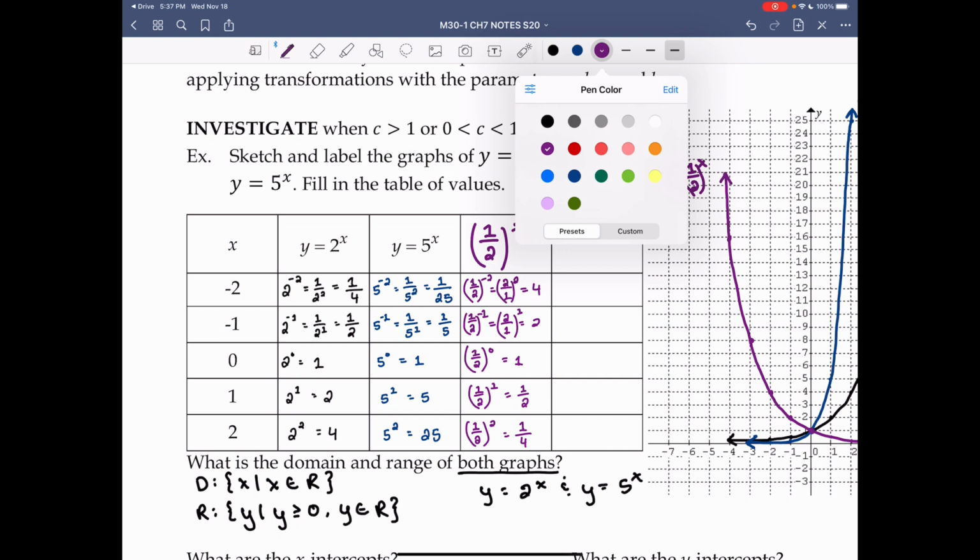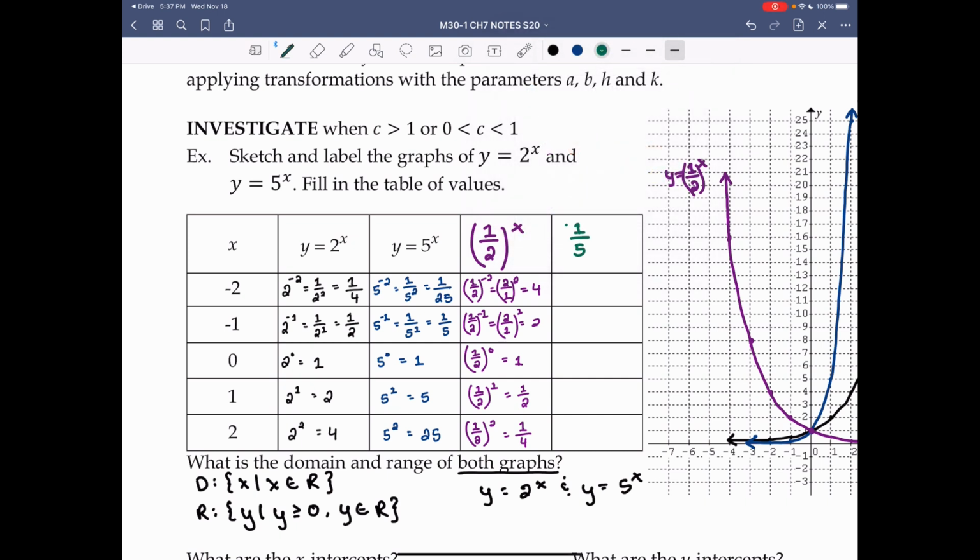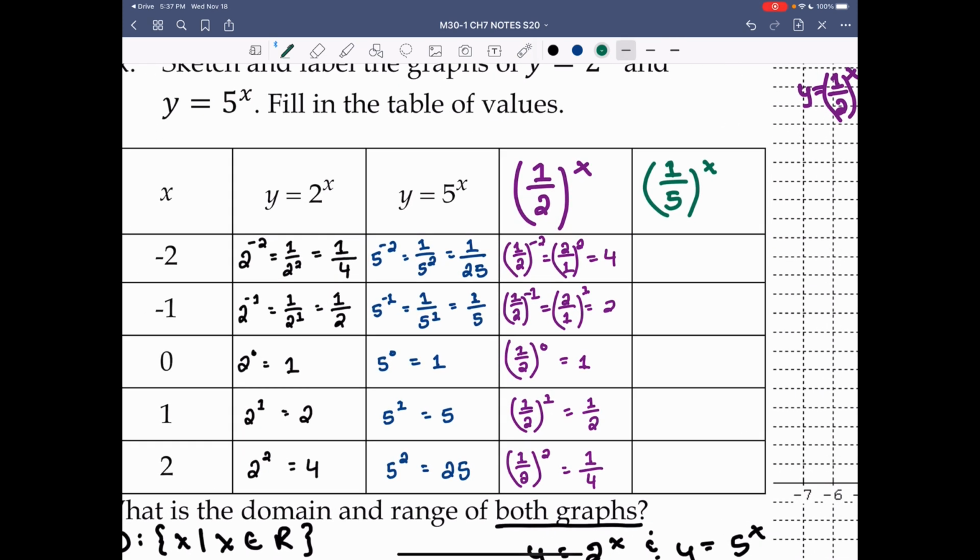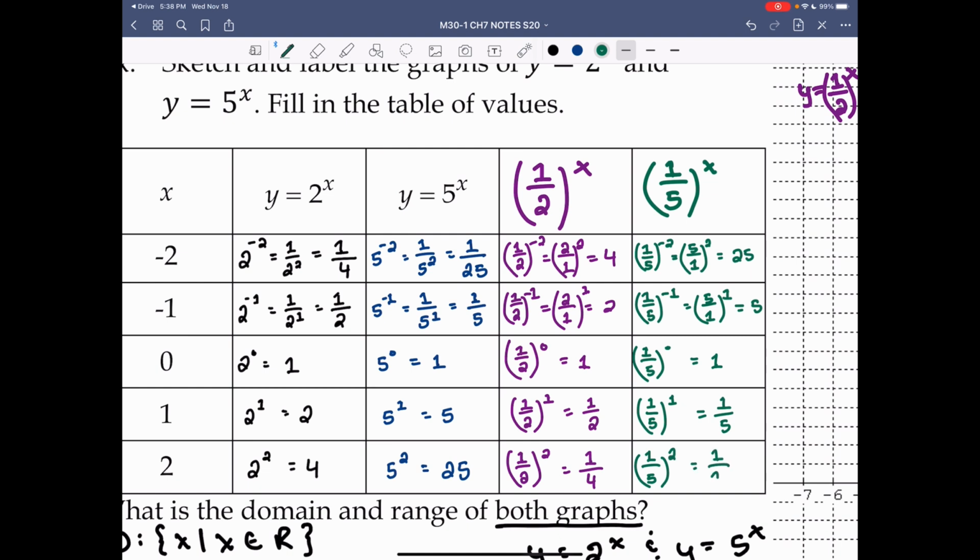Next one, 1 over 5 to the power of x. When x is -2, we have 1 over 5 to the power of -2. Flip the base, we get 5 over 1 to the power of +2, which equals 25. 1 over 5 to the power of -1 equals 5 over 1 to the power of 1, which is 5. 1 over 5 to the power of 0 equals 1. 1 over 5 to the power of 1 equals 1 over 5, and 1 over 5 to the power of 2 is 1 over 25.